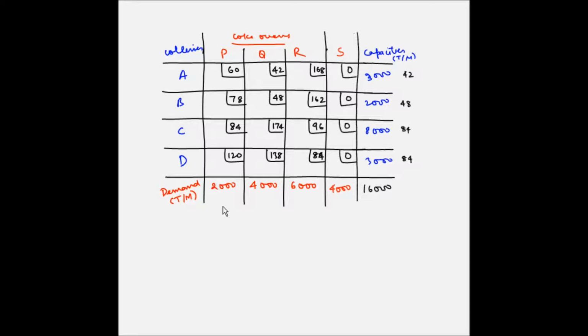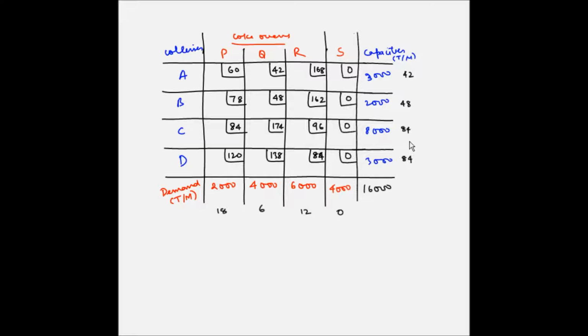So for the first column, the lowest is 60 and the next lowest is 78. So 78 minus 60 is the penalty cost, which is 18. For the second column, lowest is 42 and the next lowest is 48. So 48 minus 42, which is 6. For the third column, 96 minus 84, which is 12. And for the fourth column, 0 minus 0, which is 0.